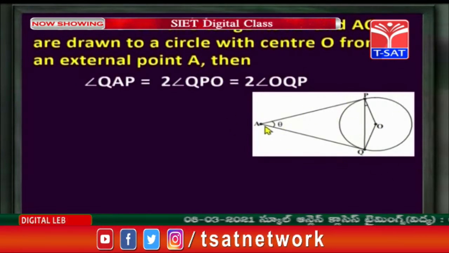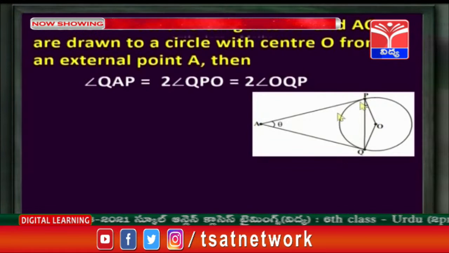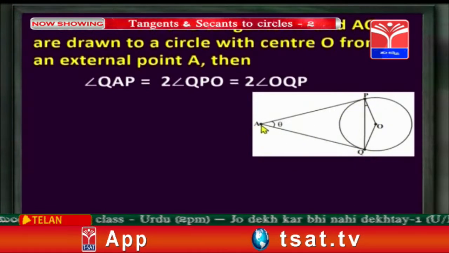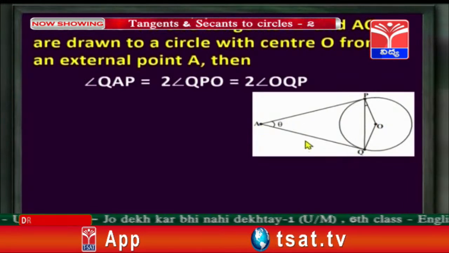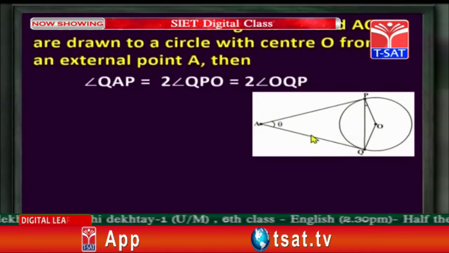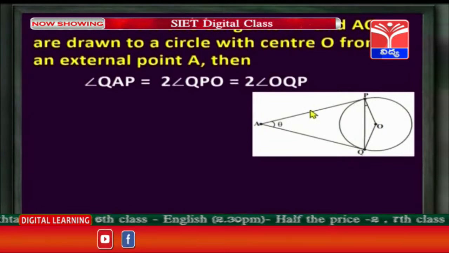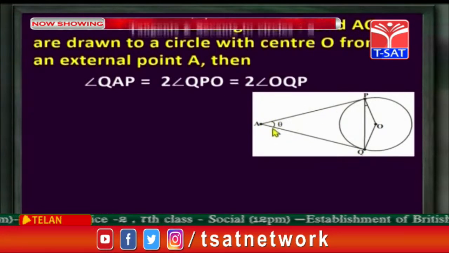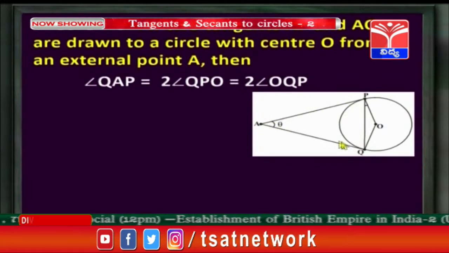If two tangents, observe here, AP and AQ both are tangents drawn from an external point, and we know that AP and AQ are equal because two tangents drawn from an external point are always equal. So, angle theta is the angle between PAQ.